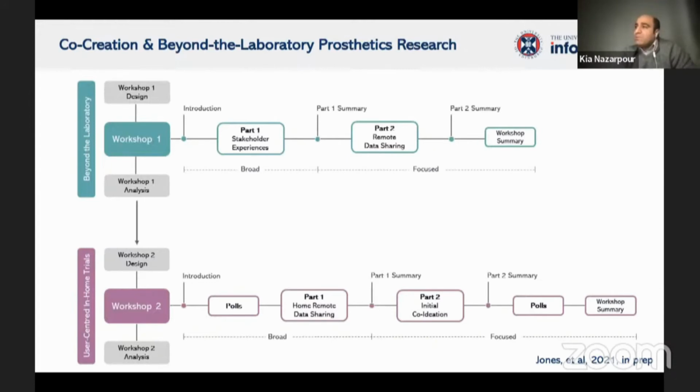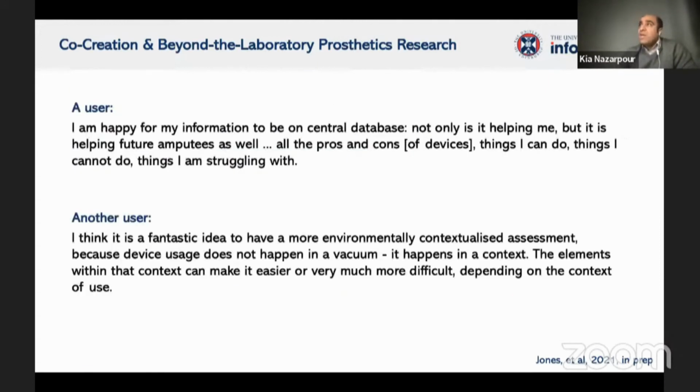So how it is possible to share data, what type of data people would be happy to share, how they'd like to share, how often they like to share, and how it is possible to work towards creating evidence in line with what the NHS would require. So here are some quotes from users who took part in our co-creations.